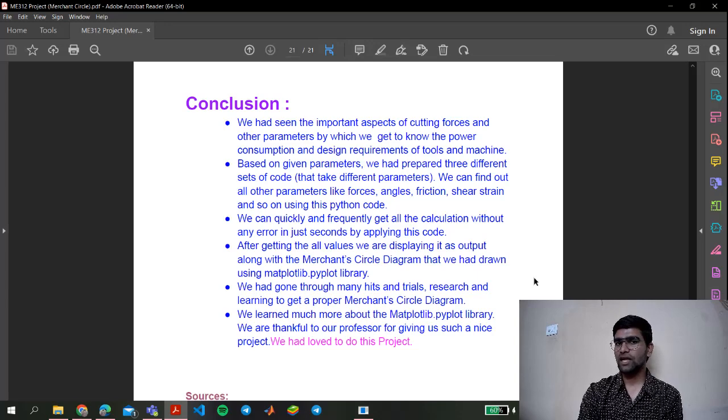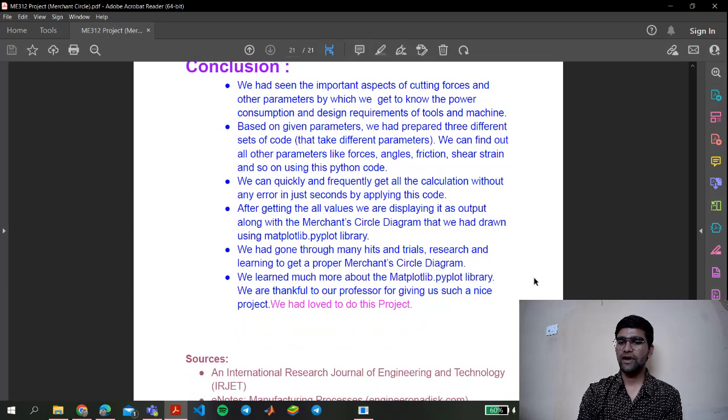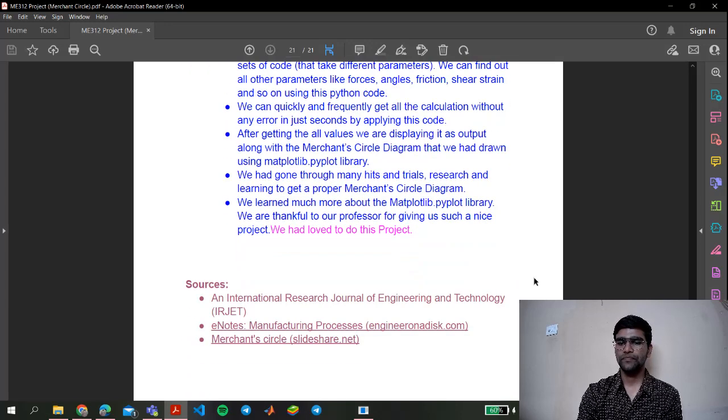Moreover, this project helps us to learn much more about that library as well. There are ups and downs, as we need to learn various things for our diagram. We have done it and we have finally successfully completed it.